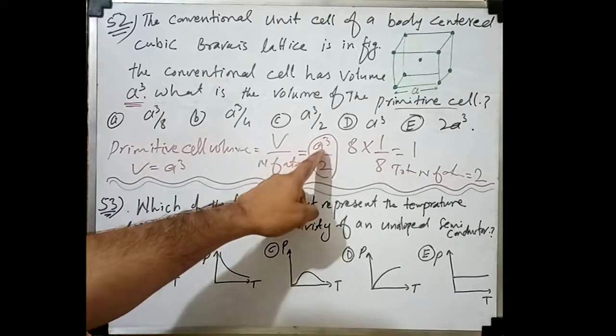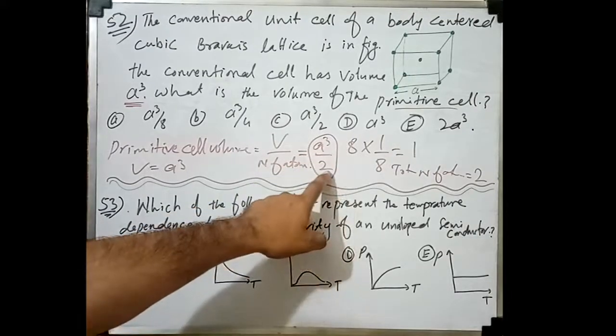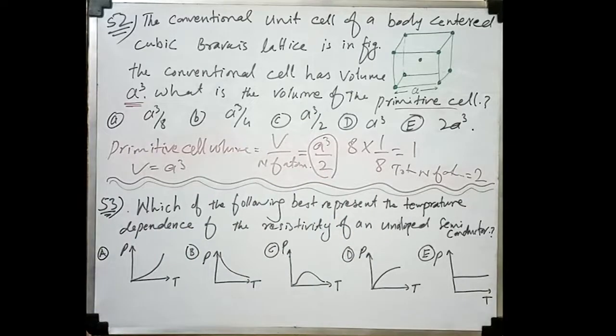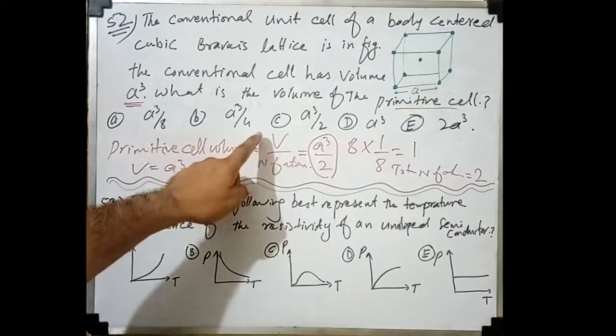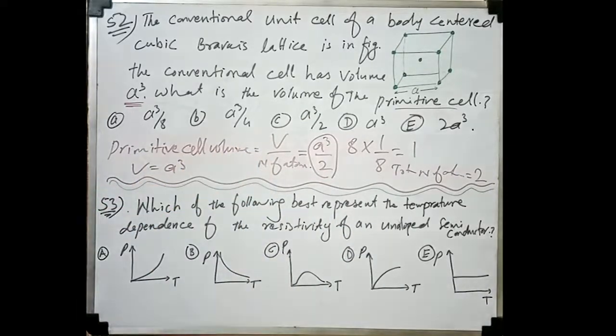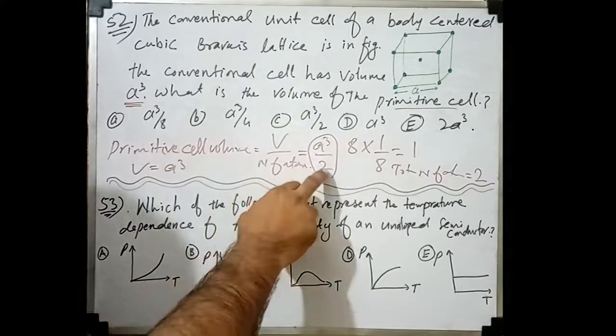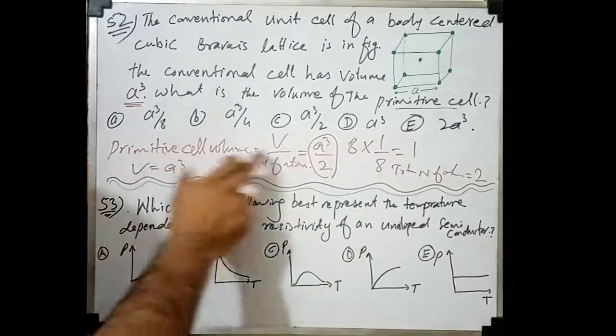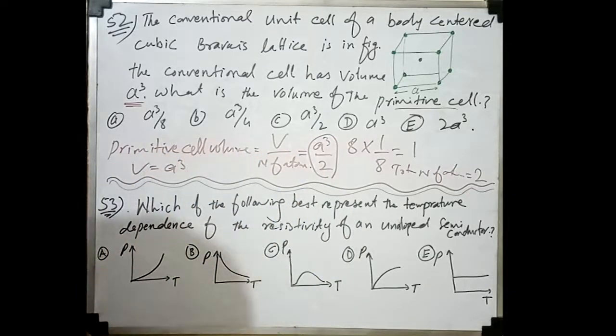The total volume was given as A cube, and 2 is the number of atoms in the body centered cube. So the primitive cell volume is equal to V divided by the number of atoms. V is the total volume of the cube, and the number of atoms is 2. So the primitive cell volume will be A cube by 2. So our part C is the right option.